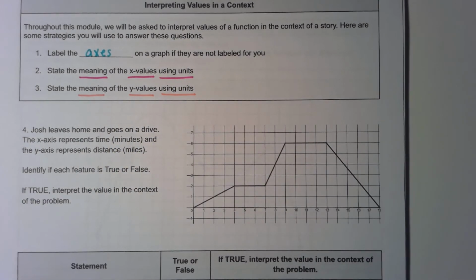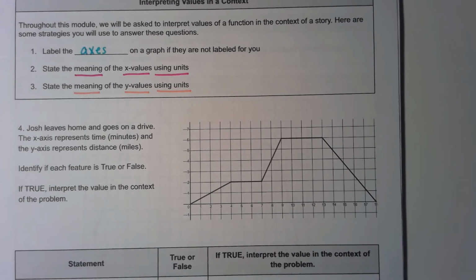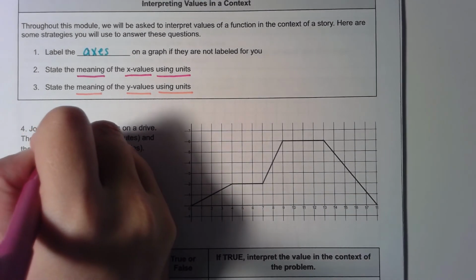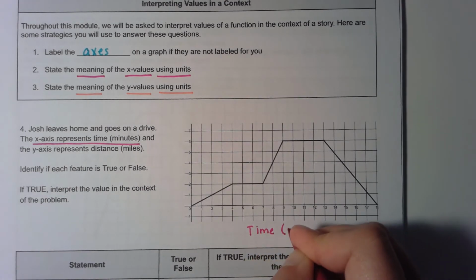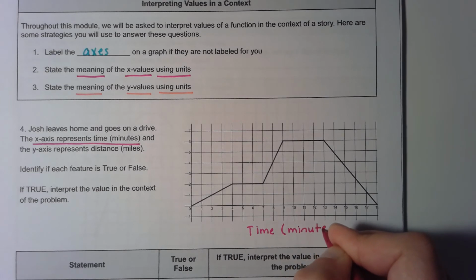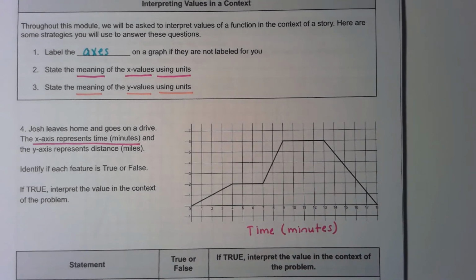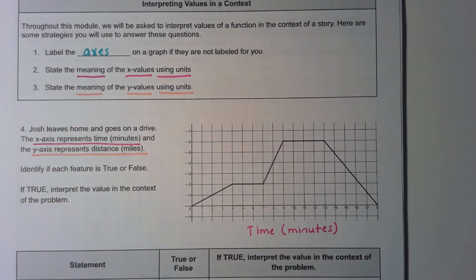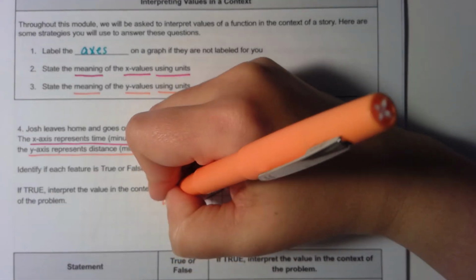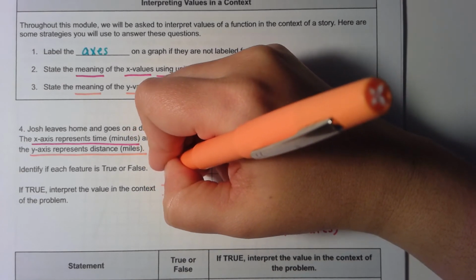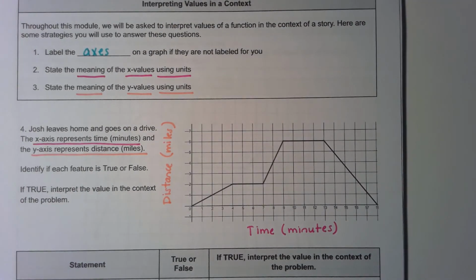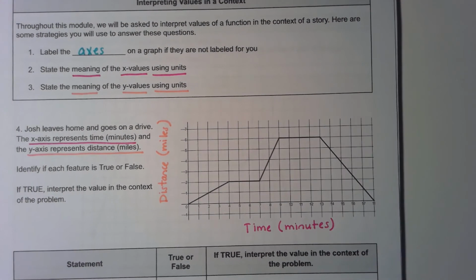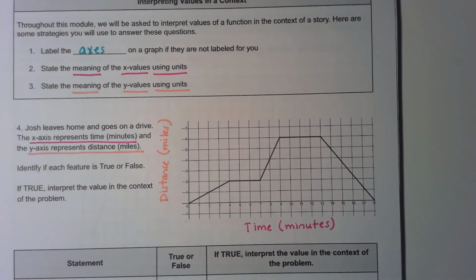Problem number 4 says, Josh leaves home and goes on a drive. The x-axis represents time in minutes. So since the x-axis represents time in minutes, I'm going to label this as time in minutes. And the y-axis represents the distance in miles. So on the y-axis here, I'm going to write distance in miles. So all my y values here are going to be distances. Just like on our other examples, we're going to figure out if we're true or false, and if our answer is true, then we're going to go ahead and say the meaning.